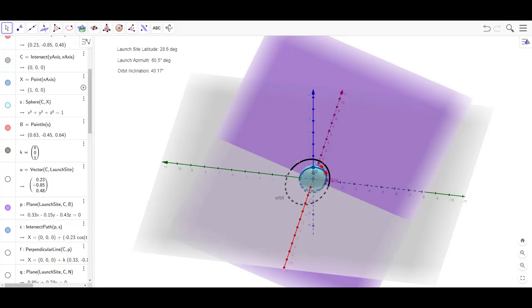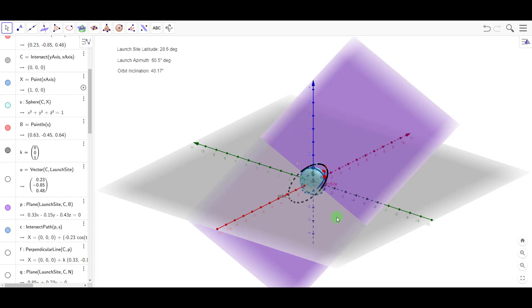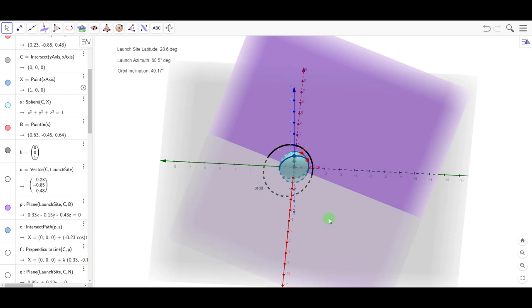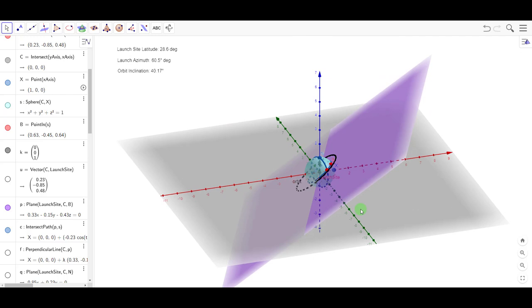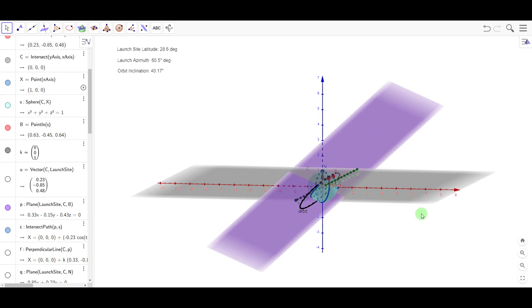So let's define a few terms. Here in GeoGebra, I have a graph of a spherical planet or moon, and I have an elliptical orbit traced out here in black. That orbit remains in an orbital plane. The orbital plane is purple, and there's also an equatorial plane, the gray plane right through the equator of the planet or moon.